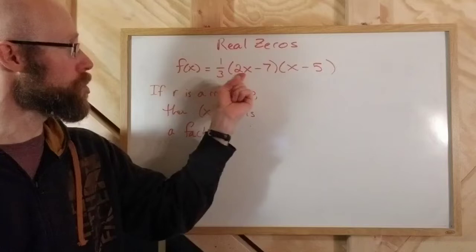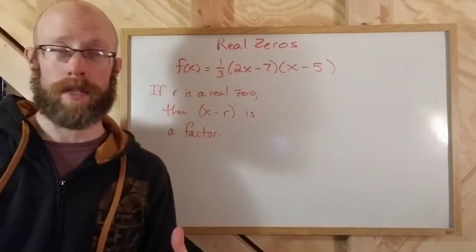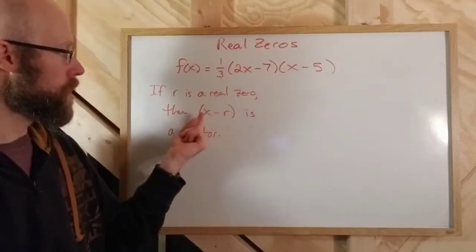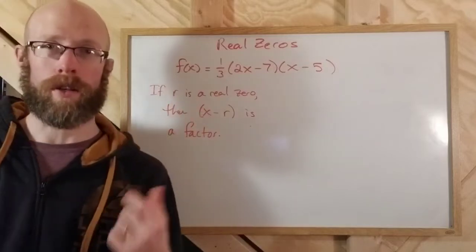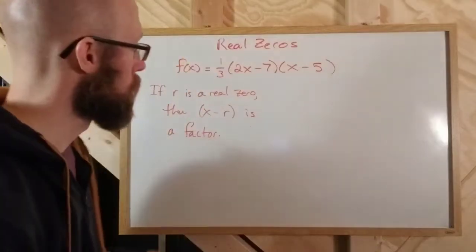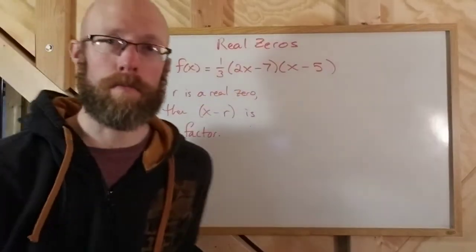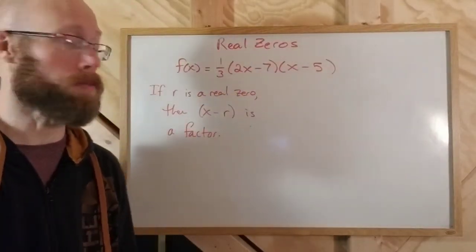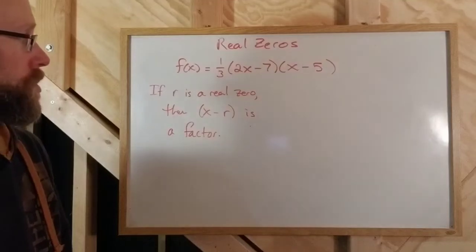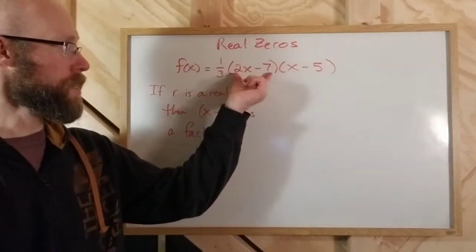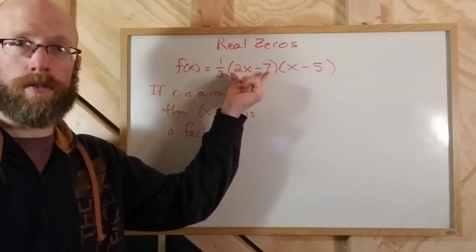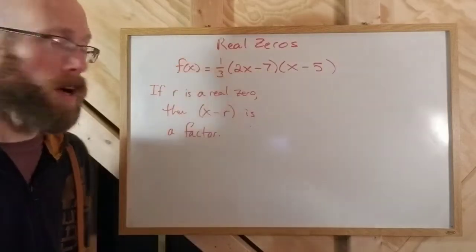It's actually 2x minus 7, which is a little bit different. So the x minus r requires there to be a 1 as the leading coefficient there. I'd have that with the 5, but not in the 2x minus 7 portion of that polynomial. And so what I want you to see is that you can still get real zeros out of a factor that looks like this.